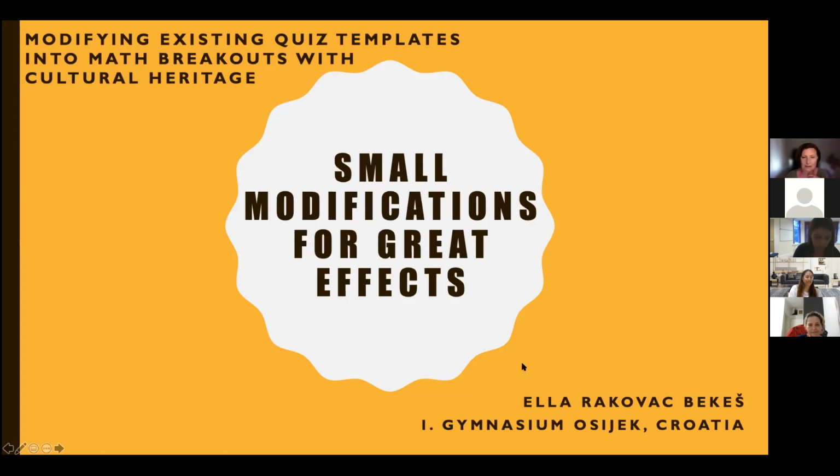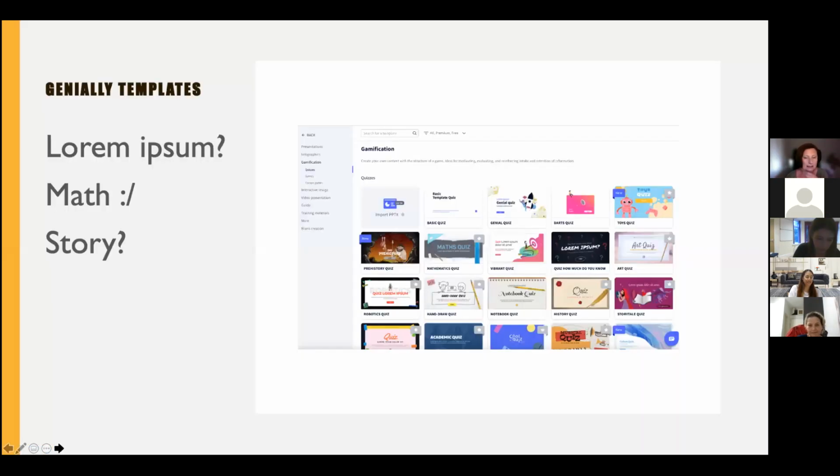One thing that we all know is that Genially has great templates, but they're all blank canvases. And when it comes to math, you can use this prehistory quiz in history. We have a math quiz, but it's only a quiz. So I needed to change this blank canvas with a story. So what did I do?